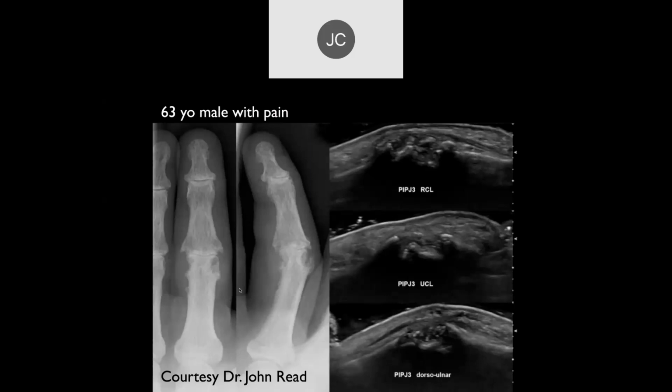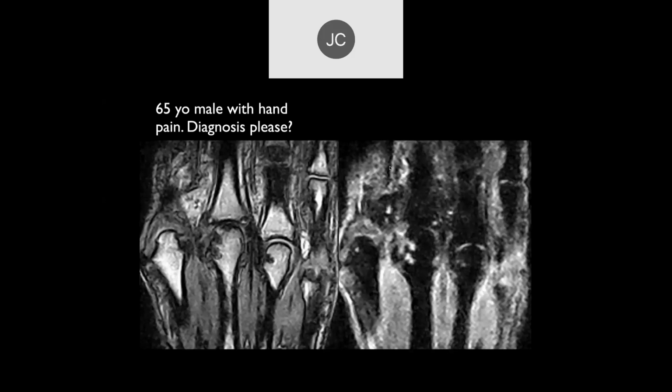Okay, Tayson? Yeah, so I think this one has a little bit more of a classic appearance of what you expect with gout, with these overhanging edges from these erosions. Good. And then here we can see a lot of shadowing here among the tendons. And this was gout. Elior?